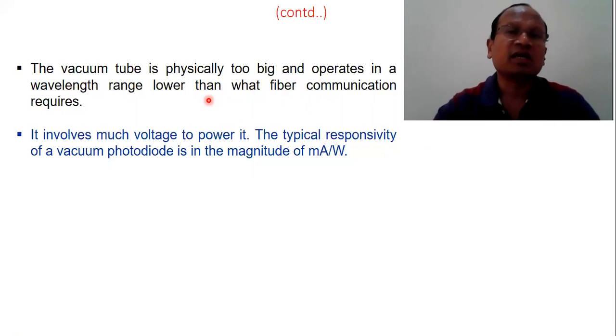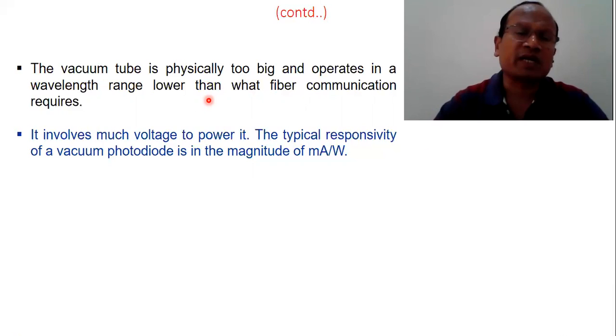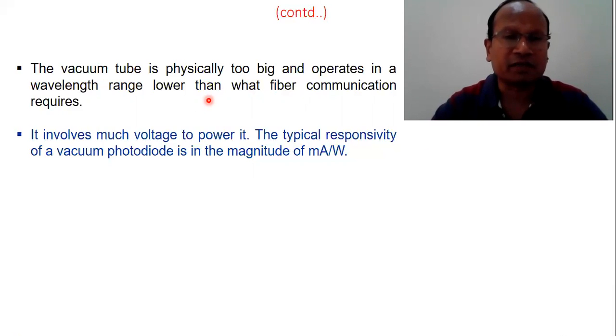As I mentioned in the beginning, optical detectors are mainly needed in optical communication systems where the signal was already transmitted in the form of light and we want to recover it. So in optical communication, the wavelength range is different. Frequency range is very high, wavelength range is very low. So it's not that wavelength range which is used in optical communication supported by vacuum tubes.